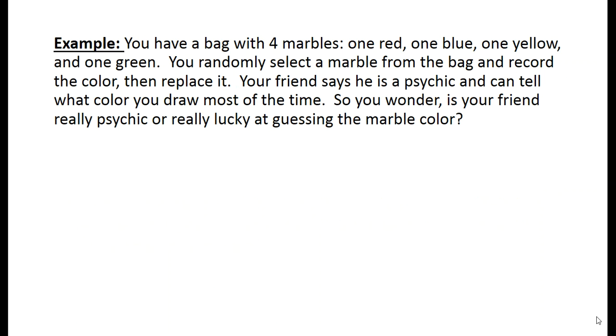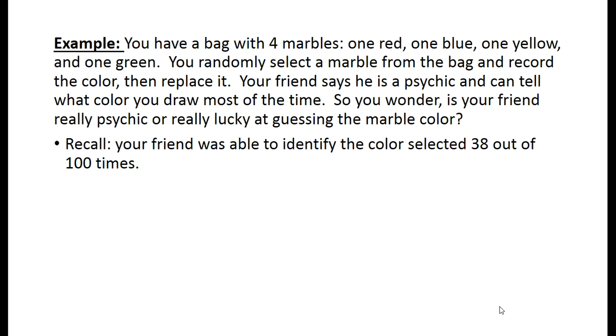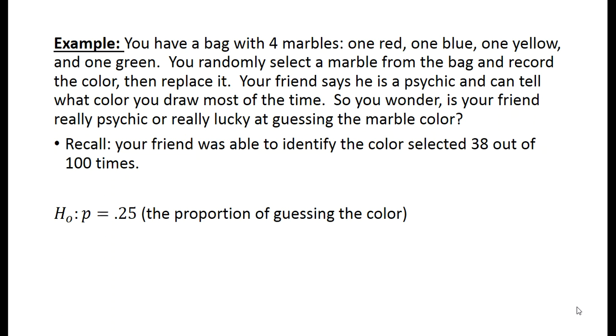Okay, so let's revisit that example. So just to recap, we've got 4 marbles, and we want to know if our friend is really psychic. And we were able to show that he selected the correct marble 38 out of 100 times. So our null hypothesis, the claim that we're testing against, our baseline, is that the proportion is 0.25. And that's the proportion of just guessing the correct color.